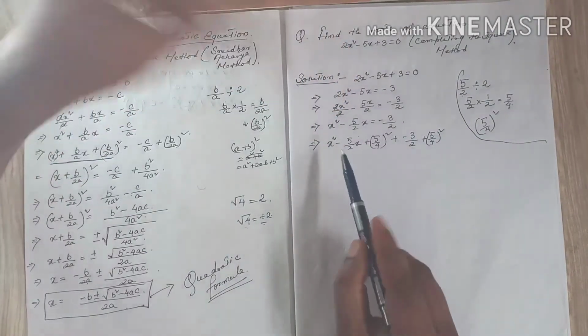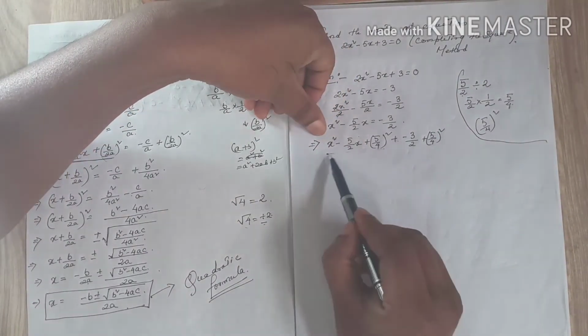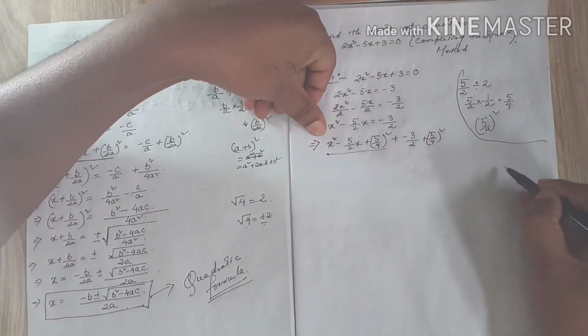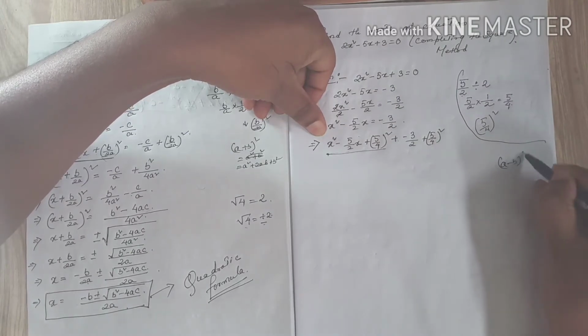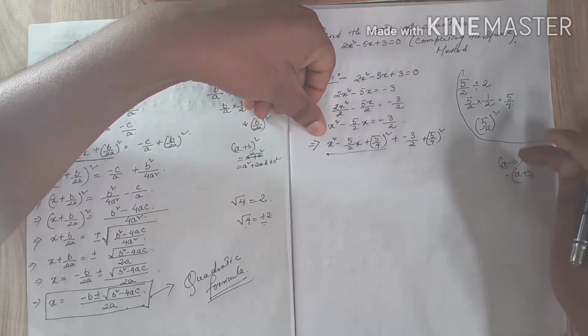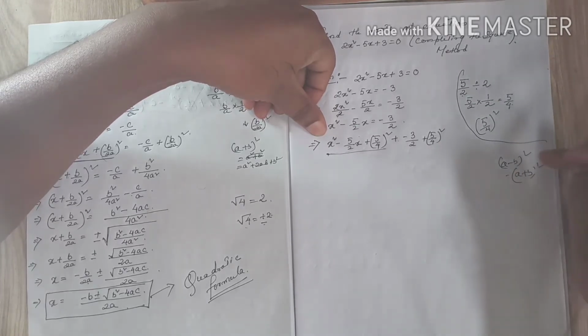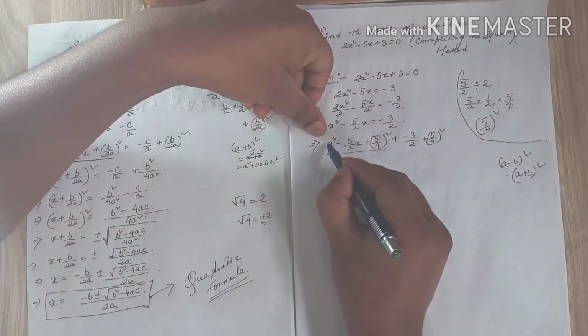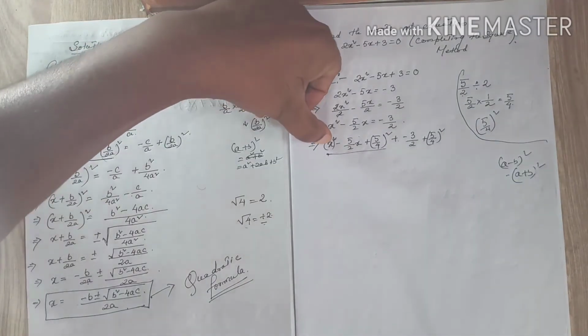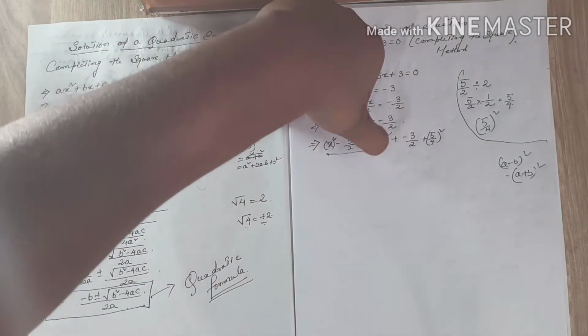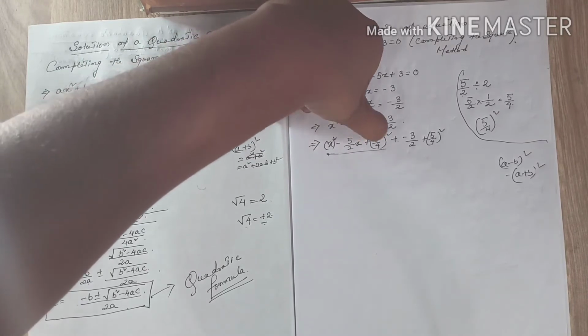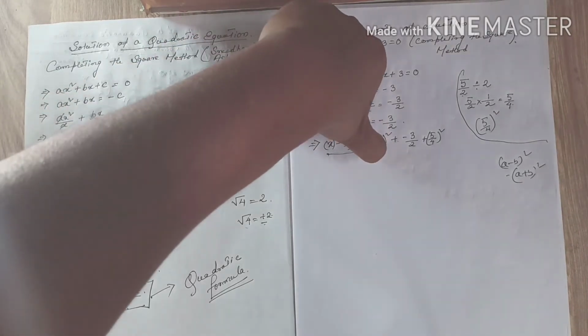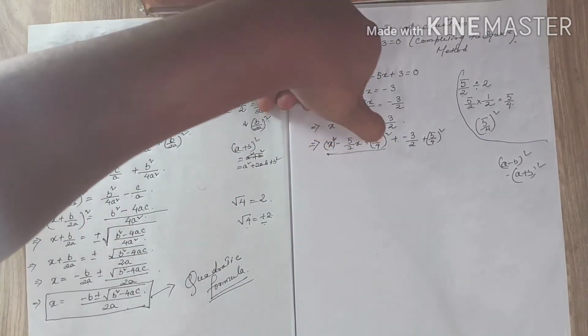if you see this part, it fits either a minus b whole square or a plus b whole square. Remember, always it will fit either a plus b whole square or a minus b whole square. So first of all, find the value of a here. What is a? A means x. What is b? b is 5/4. A is x and b is 5/4.